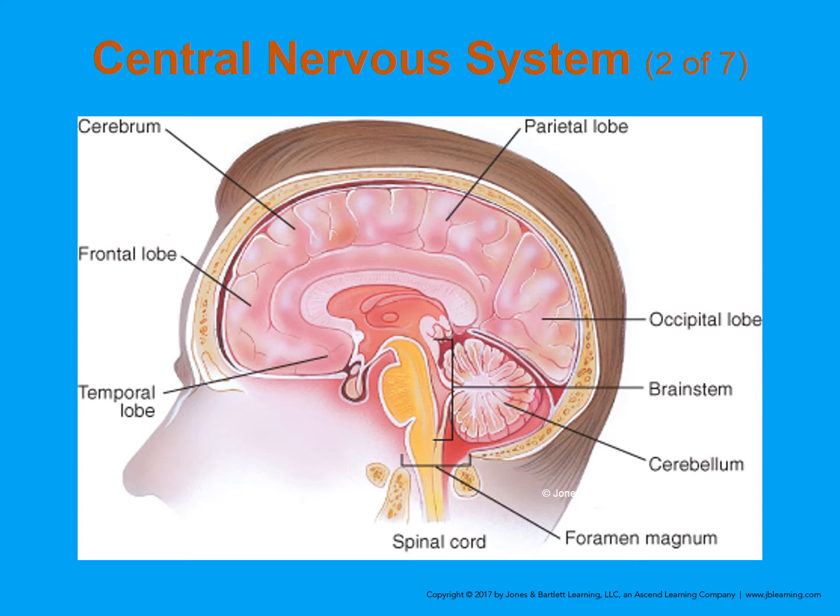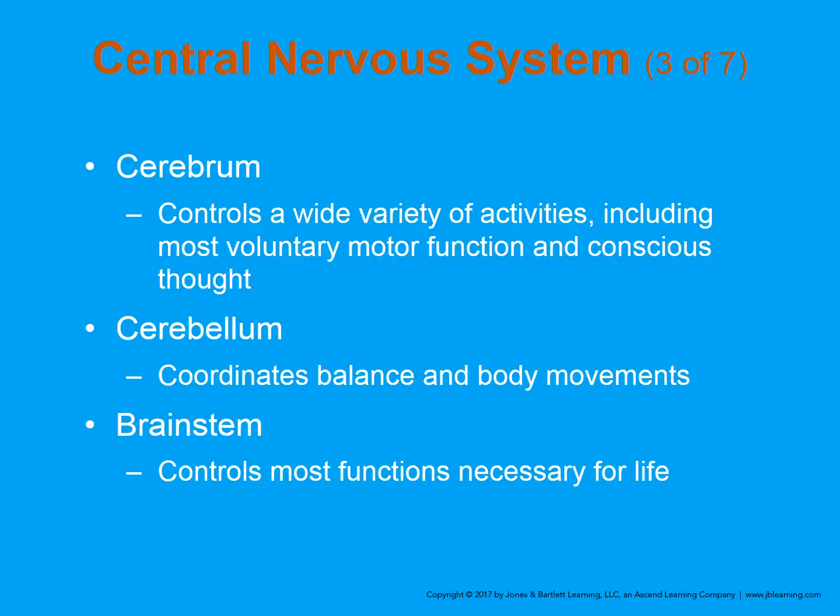And then that location right there, the foramen magnum, that's just the opening, the hole where the spinal cord inserts through. And again, that's the only way in or out, essentially, inside this cranial vault, unless the skull has been compromised itself. Cerebrum controls a wide variety of activities. Most voluntary function, our level of consciousness, our personality, things like that. Cerebellum is our balance, our ability for our body to have movement, and then the brainstem, as we said, is most functions necessary for life. Our breathing, our heart rate, body temperature, things of that nature.